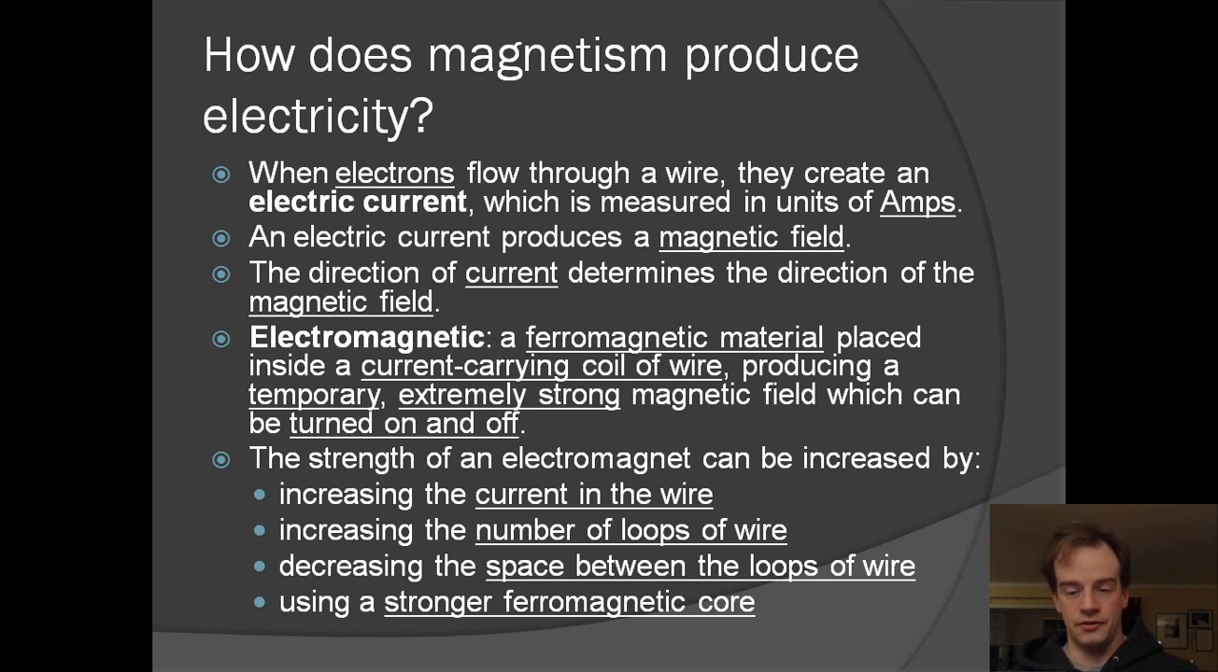And this is a ferromagnetic material that's inside a current-carrying coil of wire. And this produces a temporary but extremely strong magnetic field, which can be turned on and off. And the strength of that electromagnet can be increased by increasing the current in the wire, increasing the number of loops around the wire, decreasing the space between the loops of the wire, getting them closer together, or using a stronger ferromagnetic core.